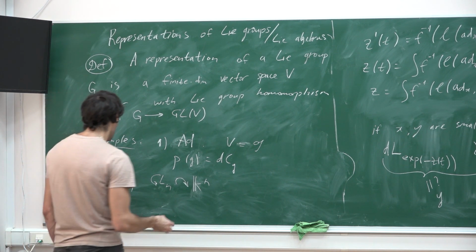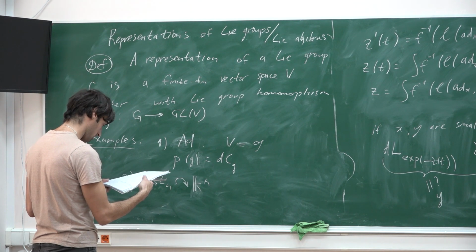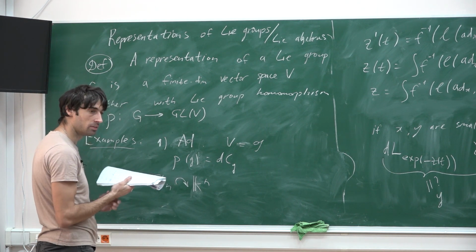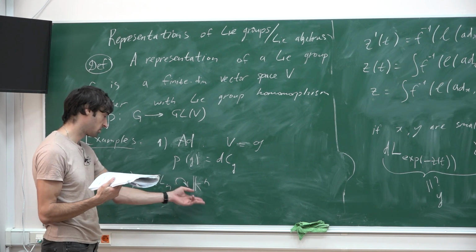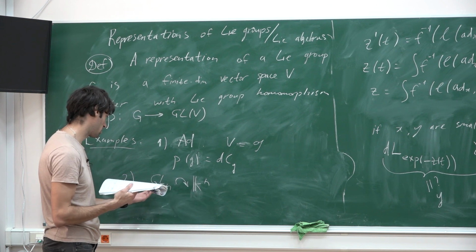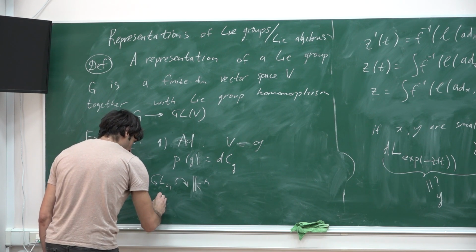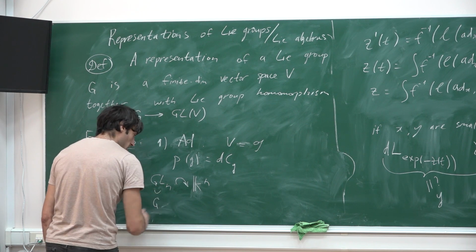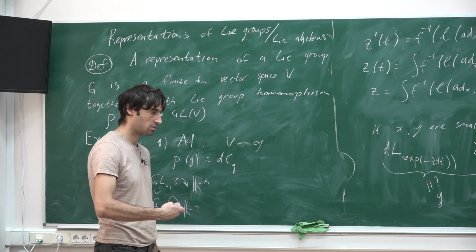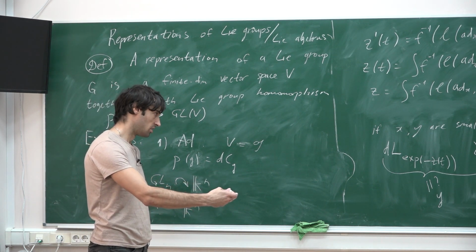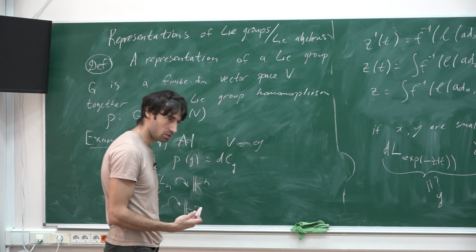Still, these are good examples, but they are too hard for us at this stage. What else? SL(2) acts on K^2. As I said, all matrix Lie groups, so everything inside GL_n, also acts on K^n. And in general, if I have a homomorphism from one group to another, and I have a representation of the second group, then I have a representation of the first one.